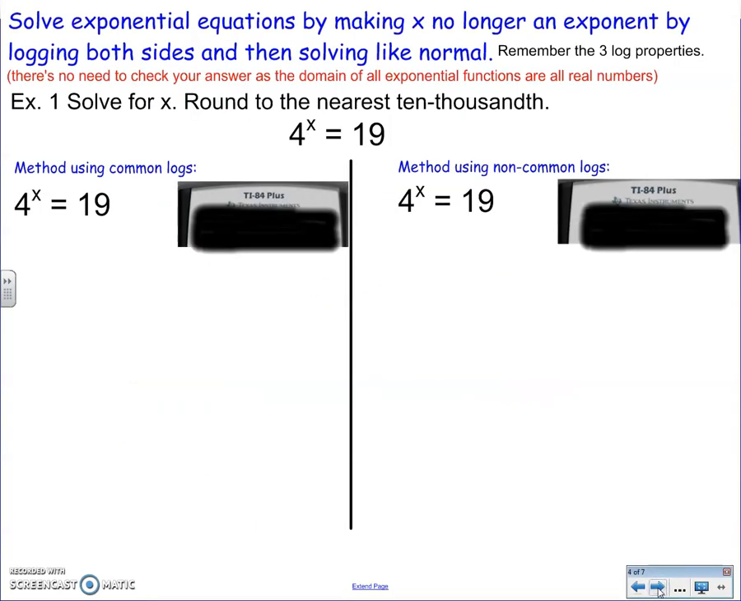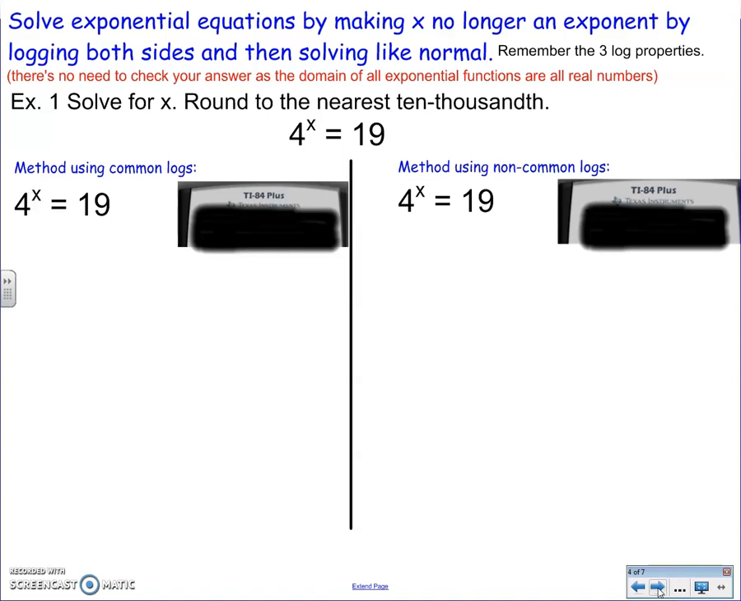So solve exponential equations by making x no longer an exponent, by logging both sides, and then solving like normal. Remember your 3 log properties: how to move the exponent up and down, combine logs being added, and combine logs being subtracted. There's no need to check your answer, as the domain of all exponential functions is all real numbers. You can have negative exponents, positive exponents, and even an exponent of 0. Remember, a number to the 0 power is 1.